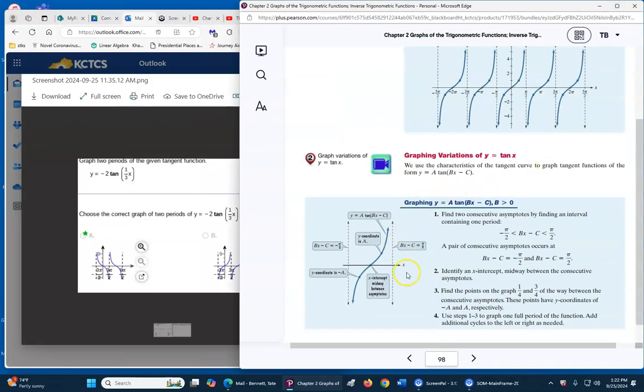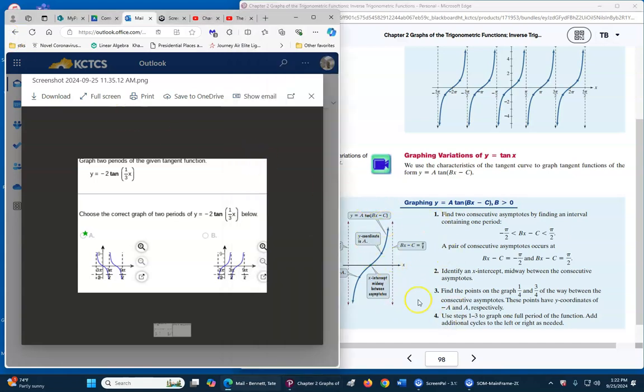And so keeping this box in mind, this course has a lot of memorization. You just need to memorize this box. So we set what's in the parentheses equal to negative pi halves and positive pi halves, and that'll give us these two consecutive asymptotes. So if I do that, I'll just write up here 1/3 x will equal pi halves or negative pi halves. So set what's in the parentheses equal to pi halves and set what's in the parentheses equal to negative pi halves.